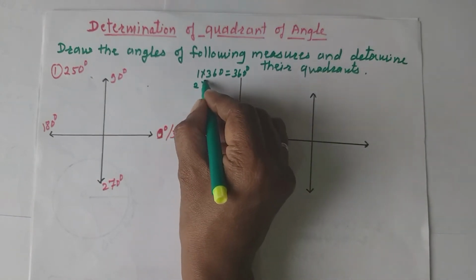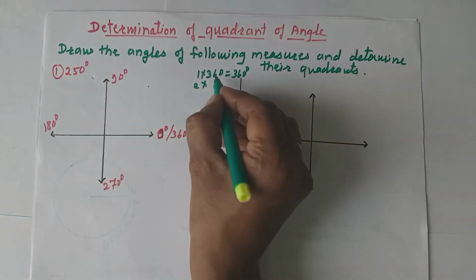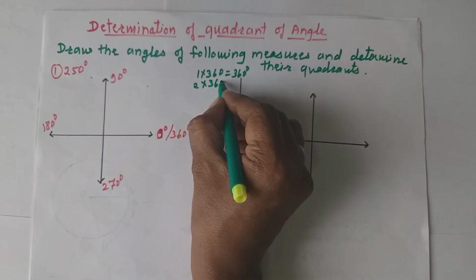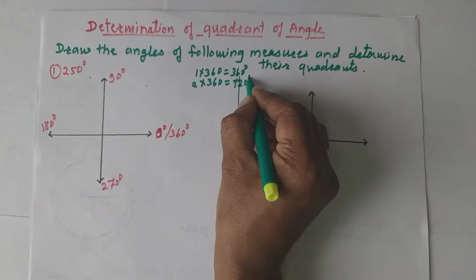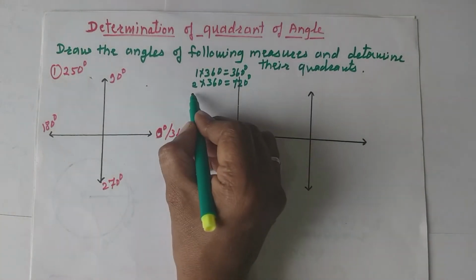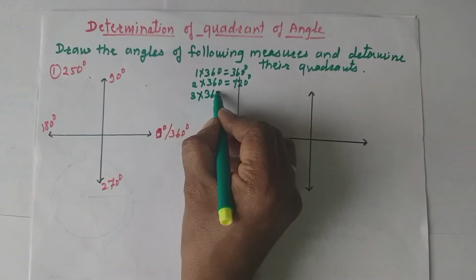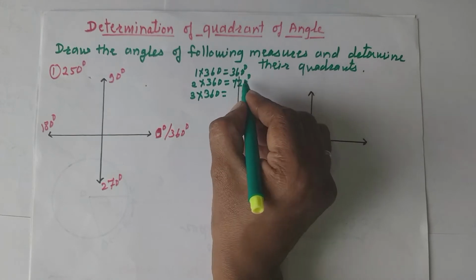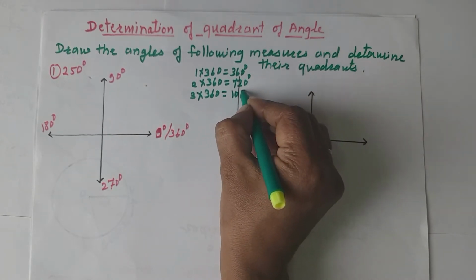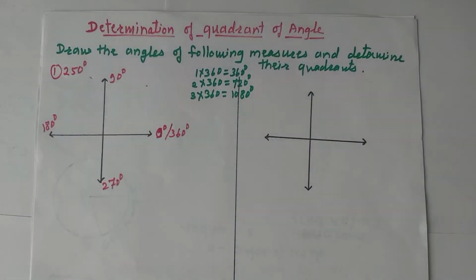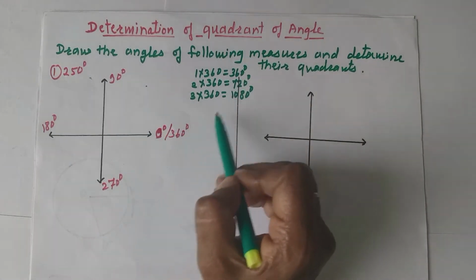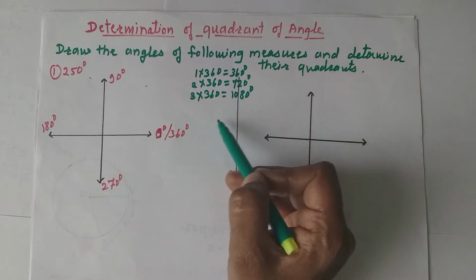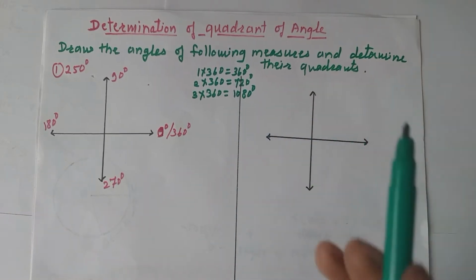If there are two rotations, 1, 2 like that, 2 times 360 means an angle of 720 degrees is formed. And if there are 3 rotations, then an angle of 1080 degrees is formed. You remember this. If one rotation, an angle of 360 degrees. If there are two rotations, 720 degrees, 3 rotations, 1080 degrees.